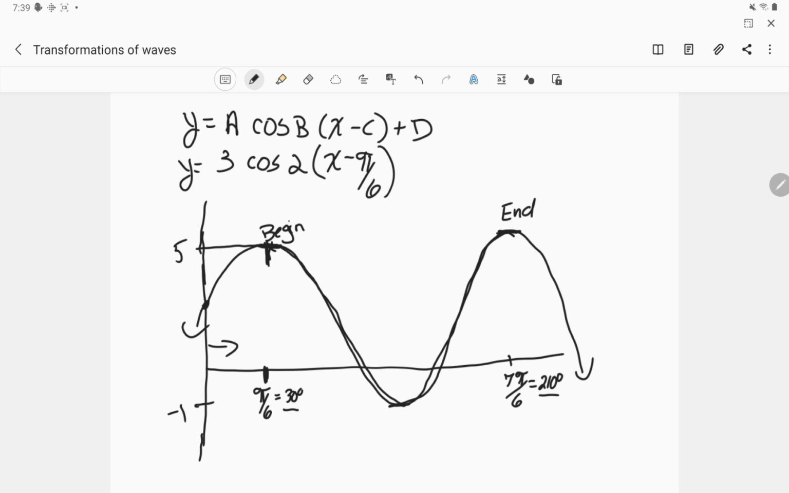Now, plus d. We figured out that the amplitude was supposed to be 3, which means if there's no vertical displacement, the high point will be 3. The crest will be at 3, but it's not, it's at 5. So if it should be at 3, but it's at 5, that means someone has moved it up 2. And so that's my answer. My answer is just 3 cos 2 times (x minus pi over 6) plus 2.